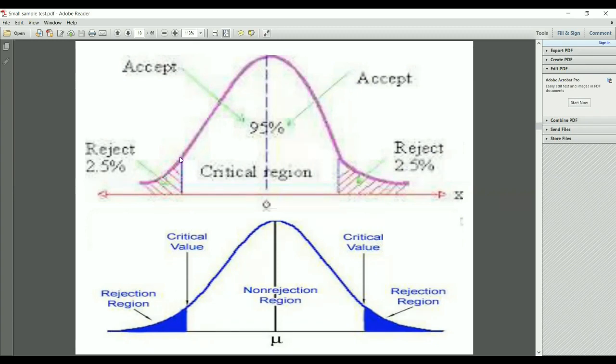So this is the critical value. When we are rejecting, the rejection region is here, so the critical value is here. This is the non-rejection region, where we accept the data, and this is the rejection region, because out of 100, in 5% the test may be positive but it gives a false result. So that rejection is this, 0.025 and 0.025, and this is the mean.